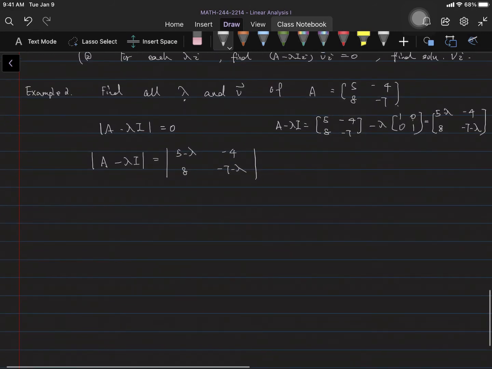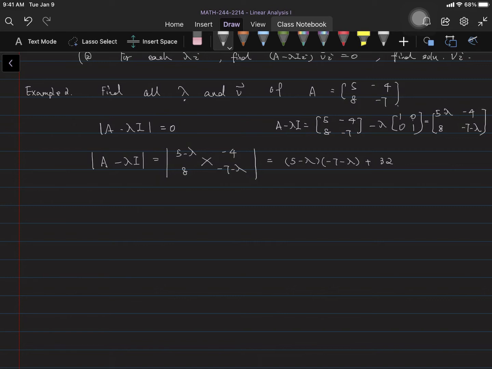Now let's calculate this determinant. This 2 by 2 is pretty easy to calculate, right? We just do AD minus BC. So by definition, (5 minus lambda) times (-7 minus lambda) minus (-32). So I'm just going to plus 32. That's okay.